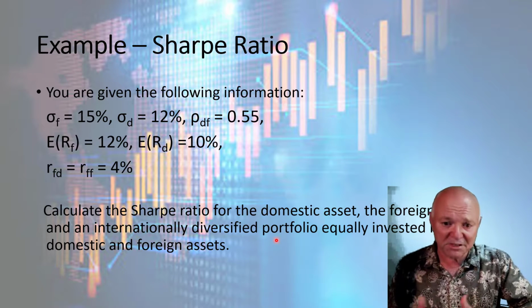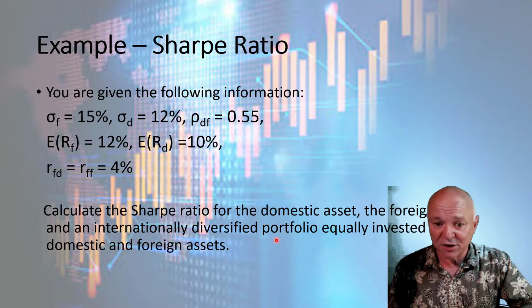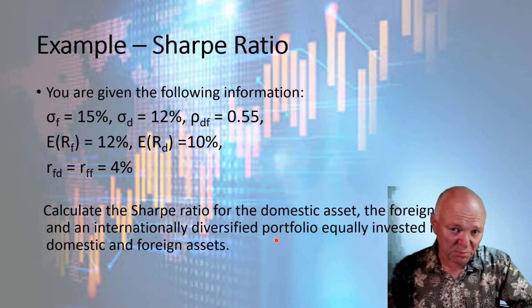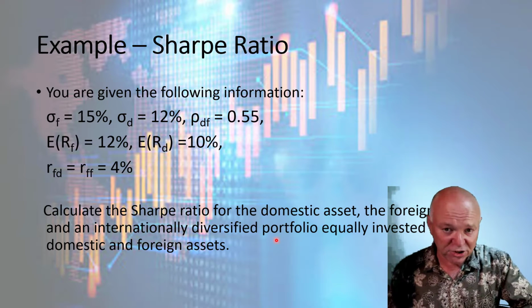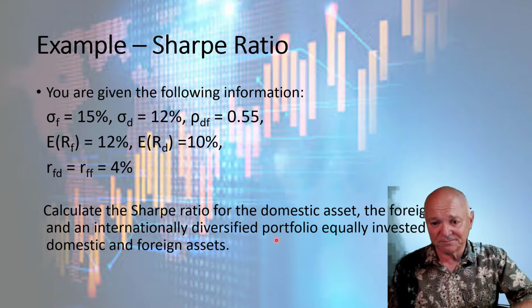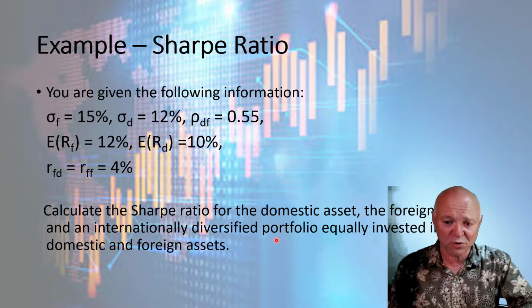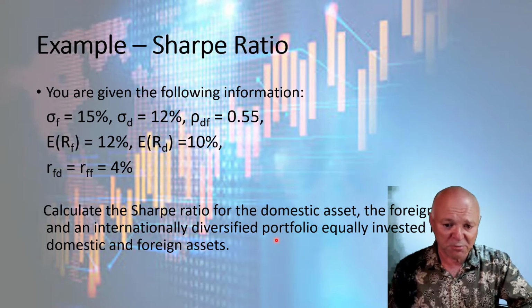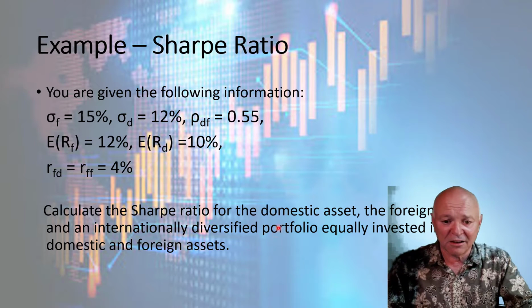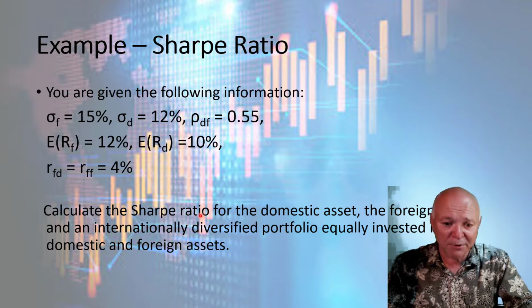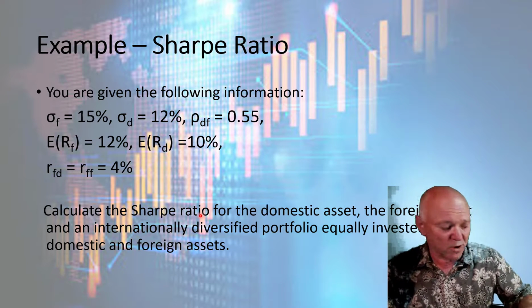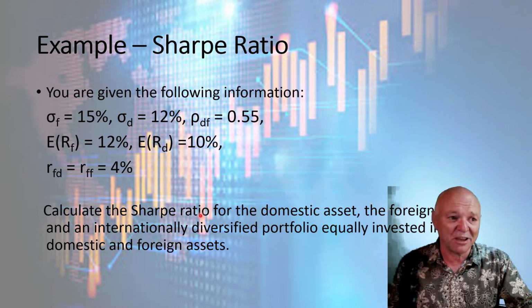Here we've got some information. The standard deviation of our foreign portfolio is 15%. Standard deviation of a domestic portfolio, 12%. The correlation coefficient for those two, 0.55. The expected return from our foreign portfolio is 12%. The expected return from a domestic portfolio is 10%. And the cost of capital, the risk-free rate, either way, for domestic and foreign, is both 4%. Although that's not a requirement; it just makes it simpler to do the calculation.